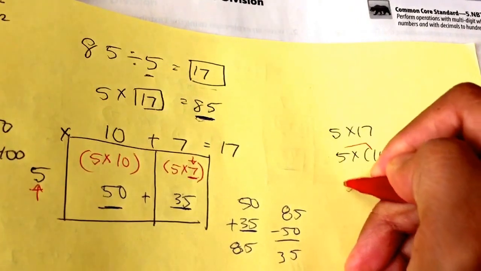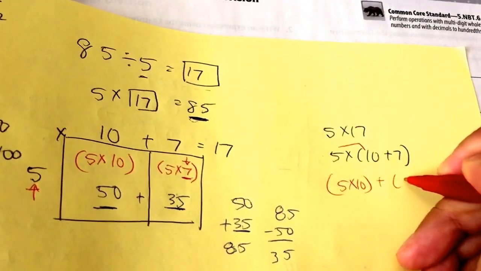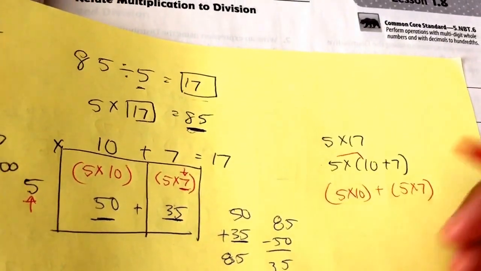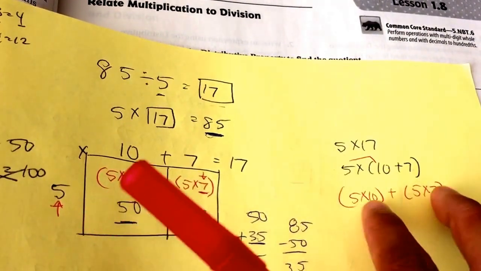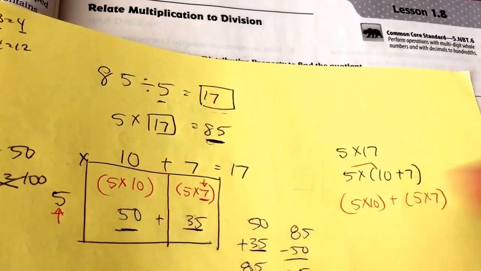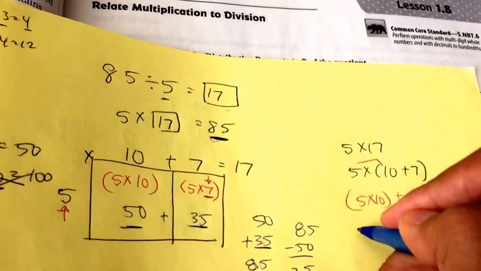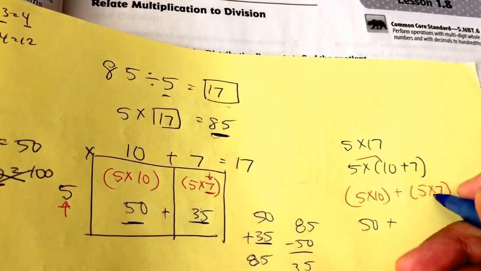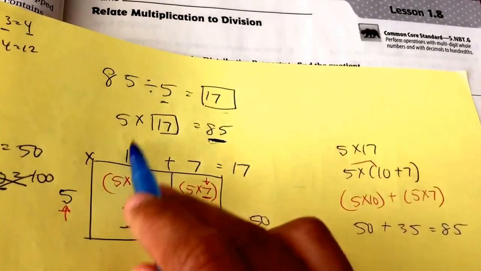And you could say 5 times 10 and 5 times 7. 5 times 10, 5 times 7, 5 times 17. And therefore, 5 times 10 is 50. 7 times 5 is 35, which altogether equals 85.